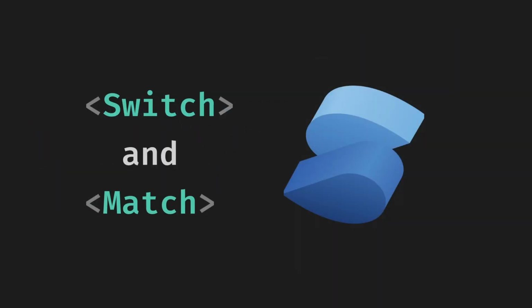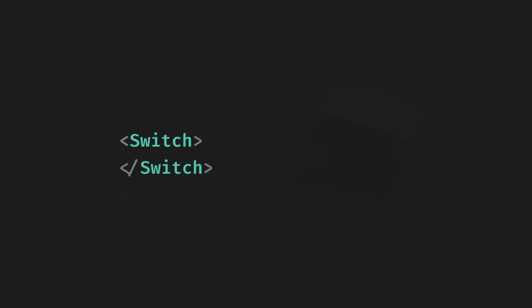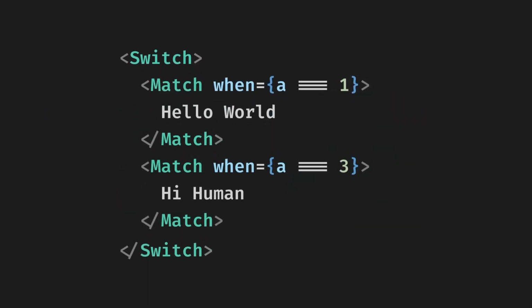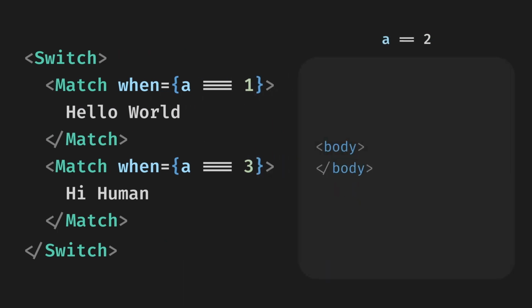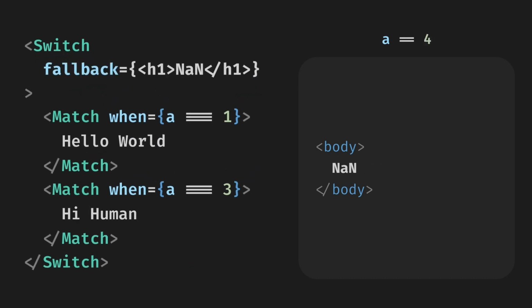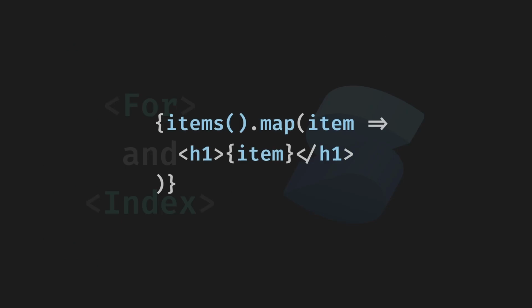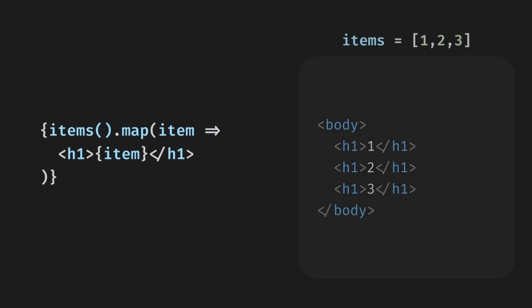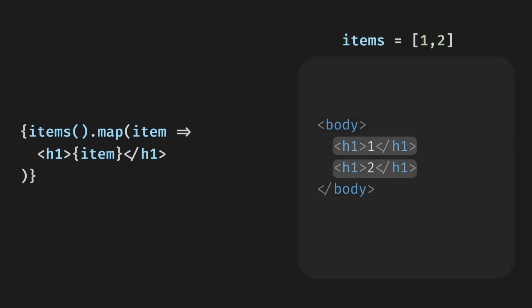For more than just two conditional outcomes, you can use Switch and Match. It works just like a switch in programming. To use this, under the Switch component, provide Match components that have a when prop that states whether the children of the Match should be displayed or not. If you want to display something else when none of the conditions match, you can use the fallback prop on the Switch component.